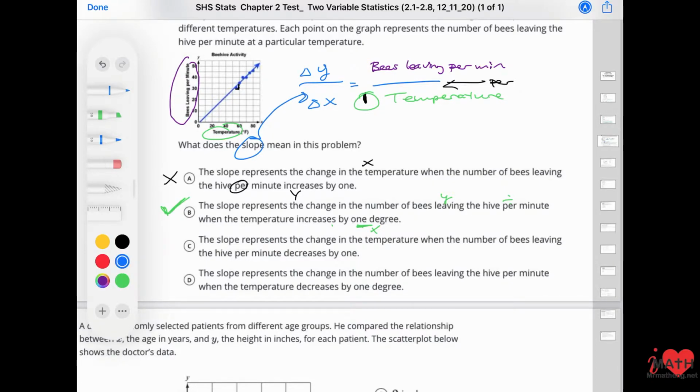The slope represents the change in temperature, so again that's the x, when the number of bees leaving the hive per minute decreases by 1. So they're saying x divided by 1y, which would be wrong. D, the slope represents the change in number of bees per minute leaving, so that would be a y, when the temperature decreases by 1 degree, so that would be a negative 1x. So that would be wrong. Therefore, our answer is going to be B. B for bees.